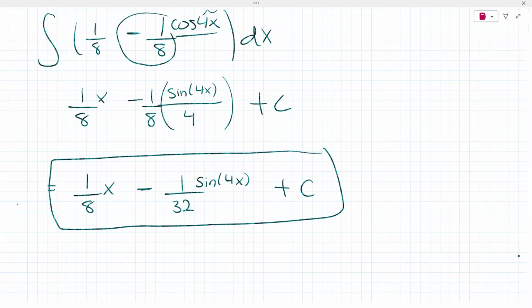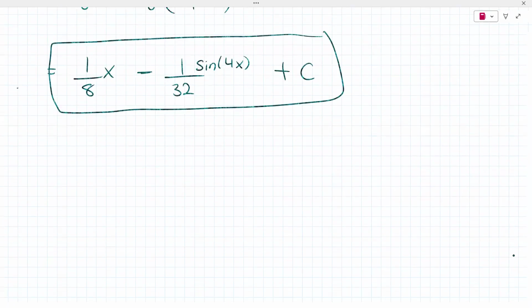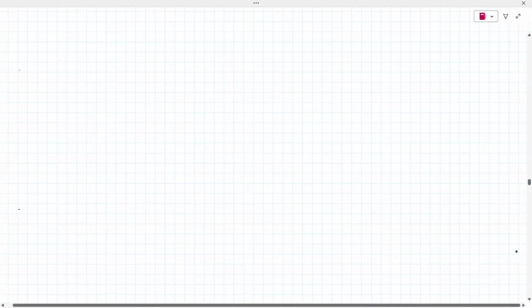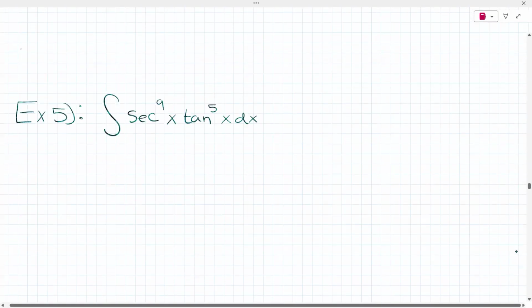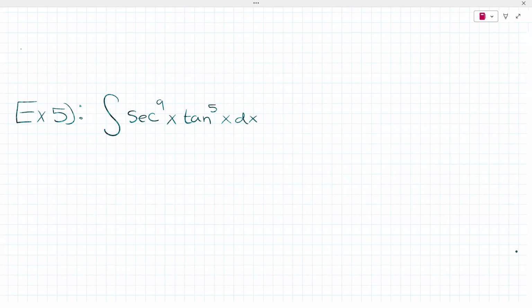Let's move on to example 5. Example 5 says we have the integral of secant 9x times tan of 5x dx. So now we're dealing with secant and tangent. So what do we know? We have an odd tangent.